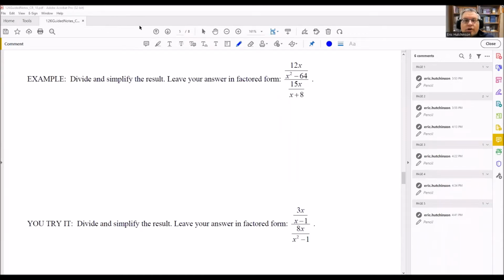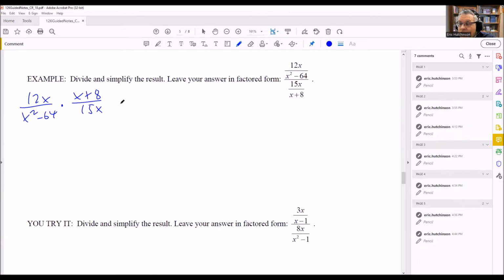First thing we want to do is rewrite this as a multiplication problem. You're going to take the top fraction just the way it is, and we're going to multiply it by the reciprocal of the bottom fraction, which is x plus 8 over 15x. Once you've done that, next thing would be to factor anything that you can.